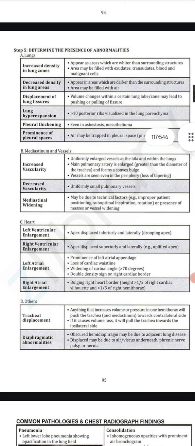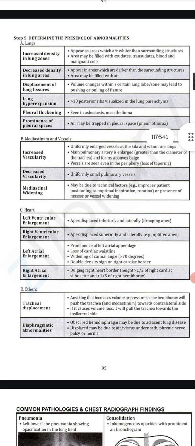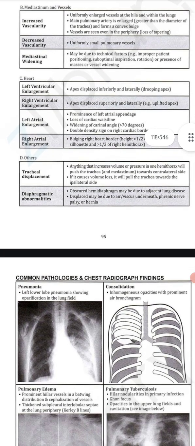Tracheal displacement. Anything that increases the volume or pressure in one hemithorax will push the trachea and the mediastinum towards the contralateral side. If it causes volume loss, it will pull the trachea towards the ipsilateral side. Diaphragmatic abnormalities. An obscured hemidiaphragm may be due to adjacent lung disease. Displacement may be due to air, viscera underneath, phrenic nerve palsy or a hernia.